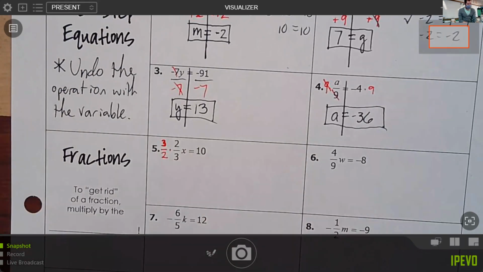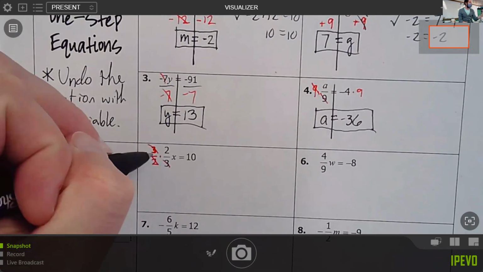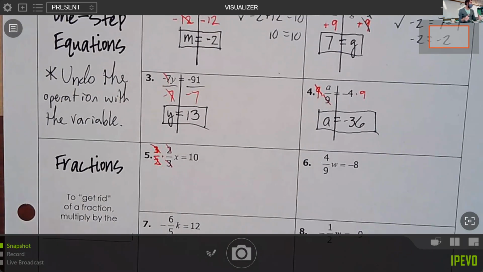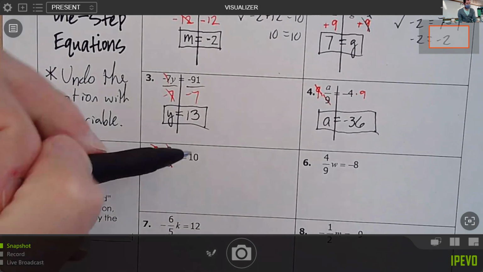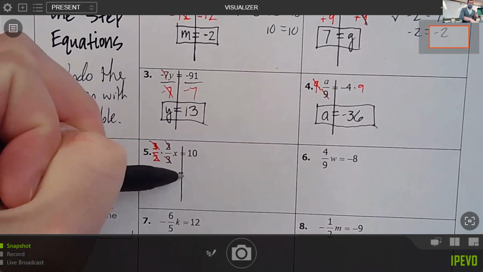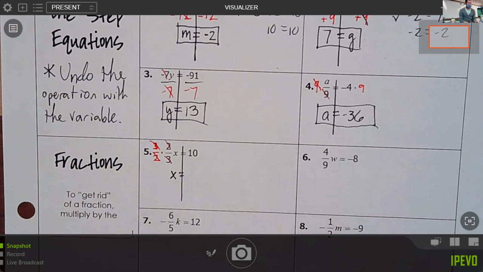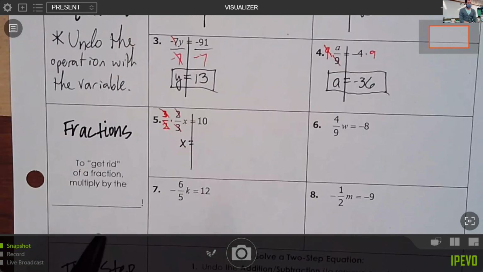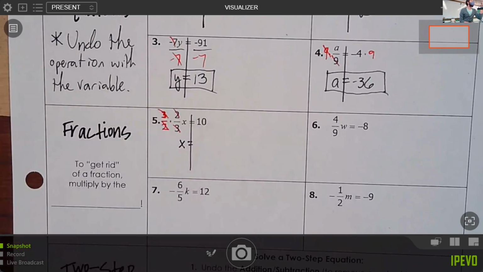Which means that these are going to cancel. 3s will cancel. 2s will cancel. And that actually goes away completely because now we have that value of 1 that we were looking for, which means that on the left-hand side of the equation is just x. We'll finish this up in just a second. But does anybody remember what it's called when you flip a fraction over? Reciprocal, yes.